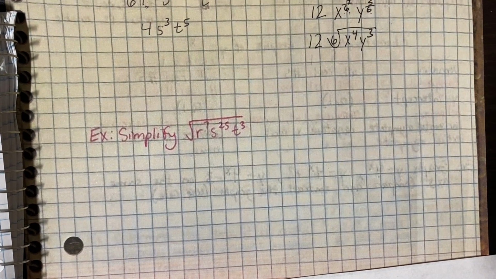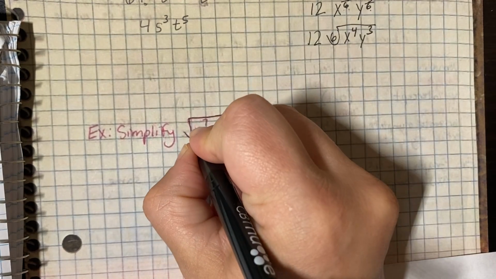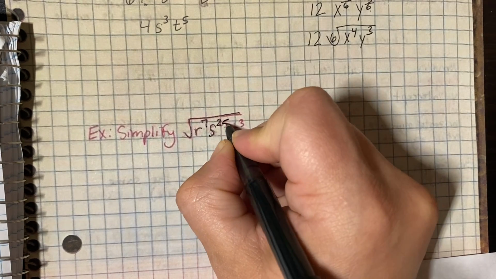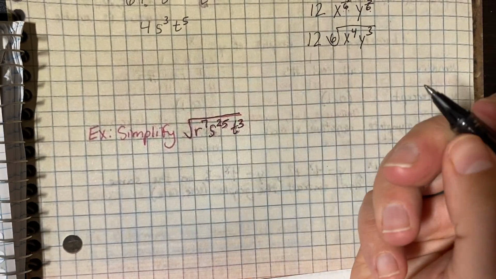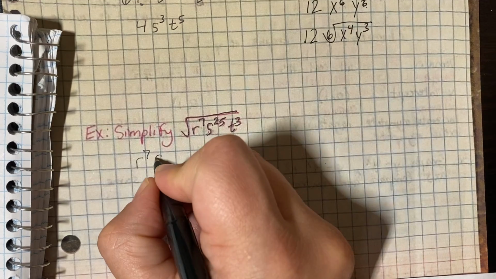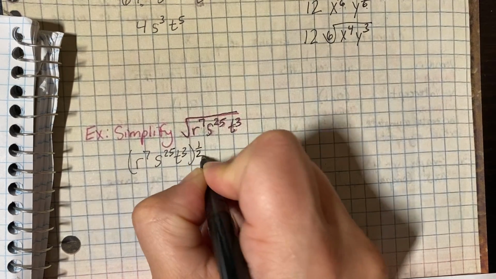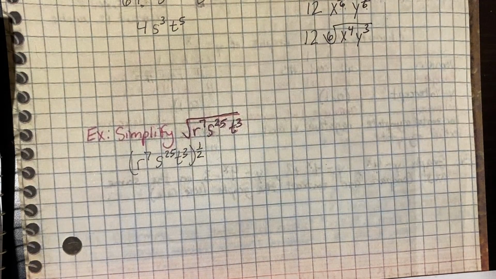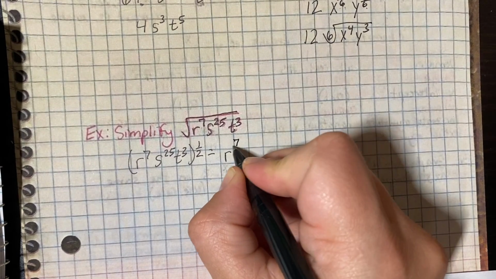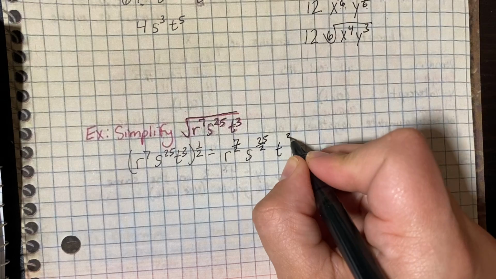Simplify. Okay, I'm going to rewrite over this for you because I'm sure you are having a hard time seeing it on here. So that it's the square root of r to the 7th, s to the 25th, t to the 3rd. Okay, so let's rewrite this in fraction form. All of those go to the 1/2 power. All right, so what I got here is r to the 7/2, s to the 25/2, and t to the 3/2.